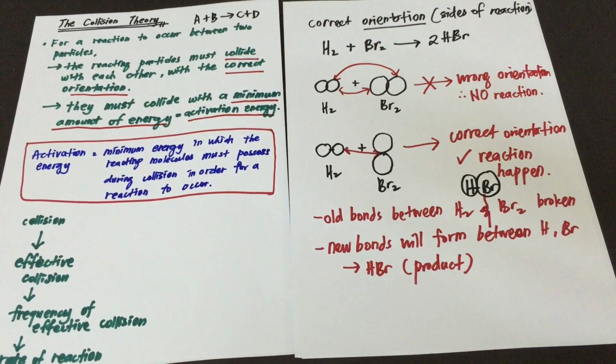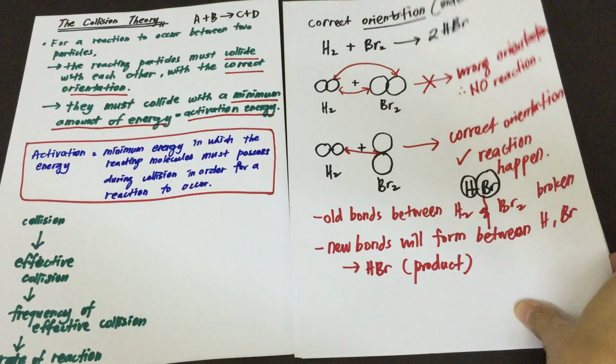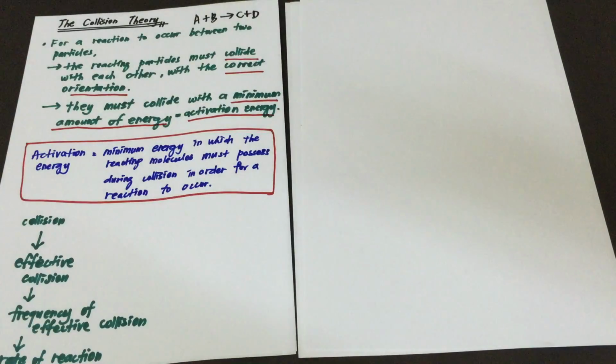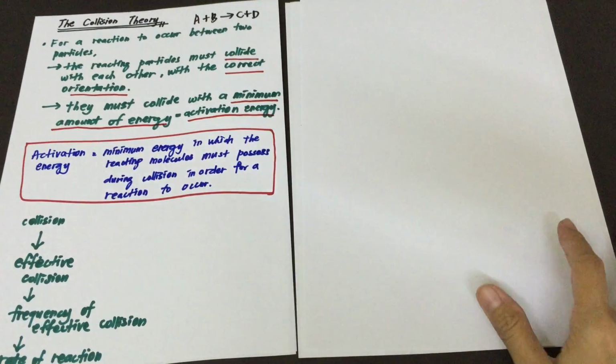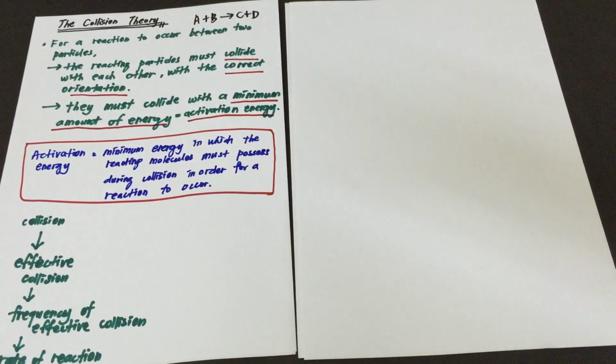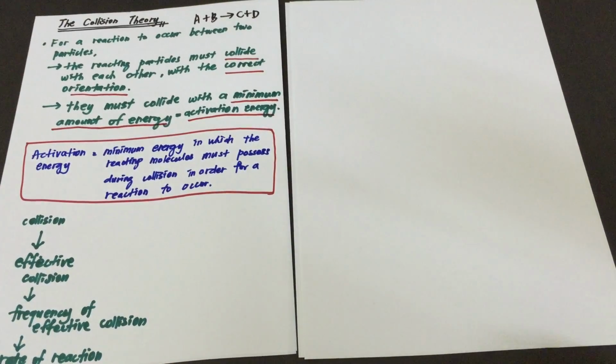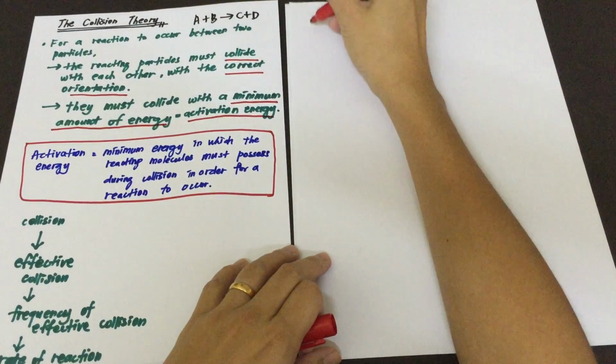Now, how about the second point, on the activation energy? The second point of the collision theory says that they must collide with a minimum amount of energy called the activation energy. So for example, you can understand an energy level diagram in this way.